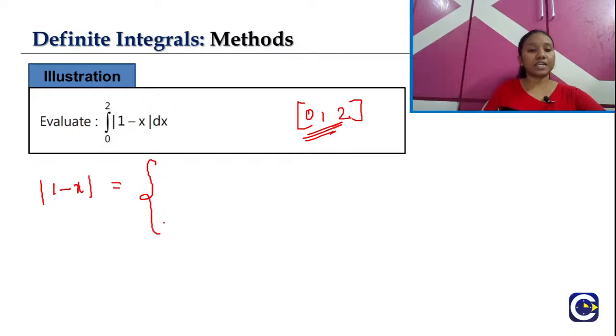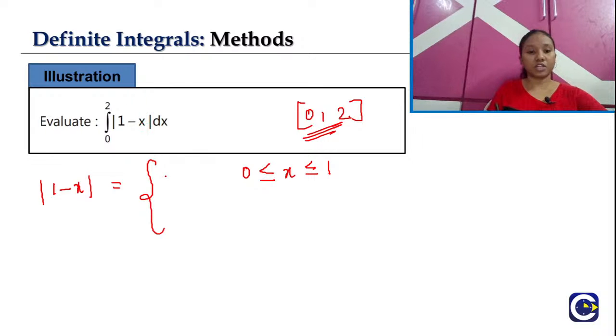Right, what will be the inside expression if my x value is lying in between 0 less than or equal to x less than or equal to 1? If it's in between 0 and 1, will it be positive or negative? 1 minus 0 and all, so it will be directly taken to be 1 minus x.